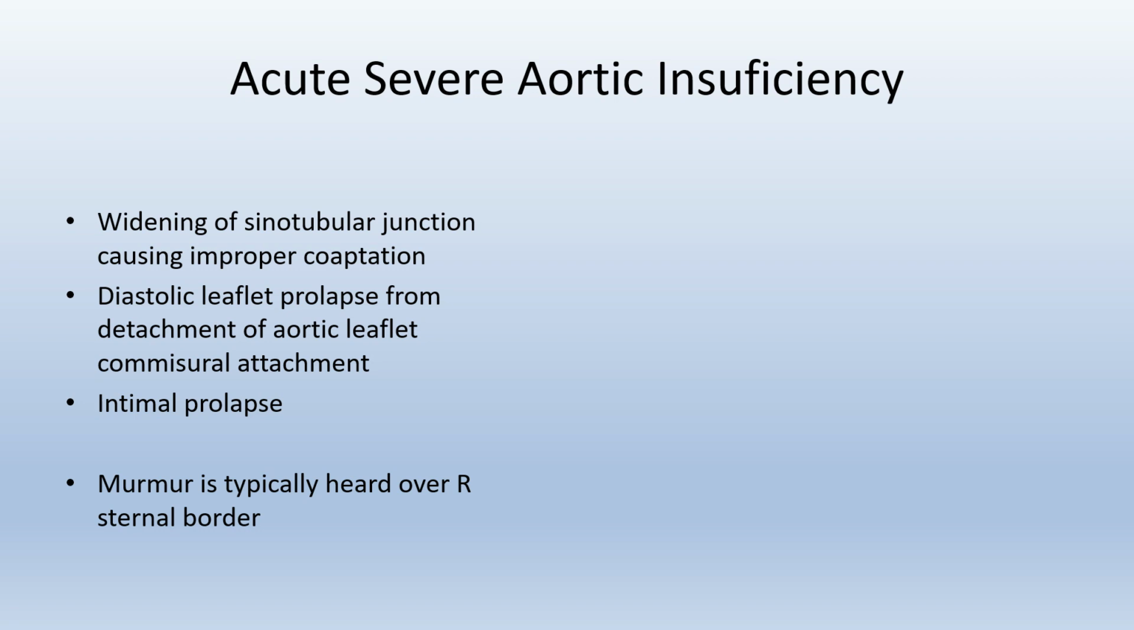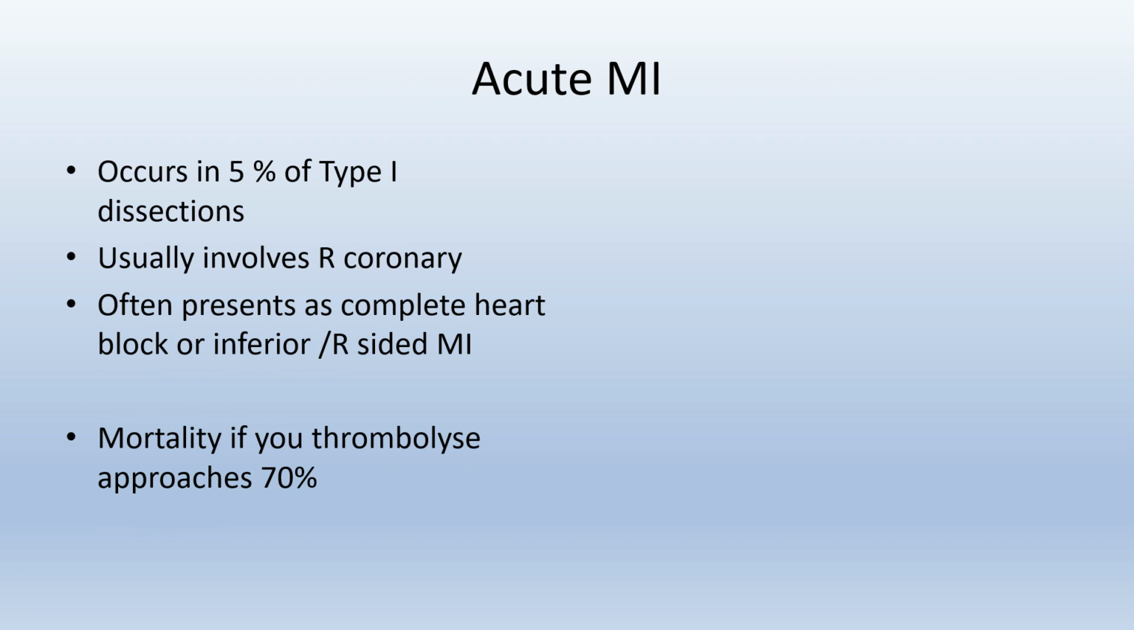Acute severe aortic insufficiency: there is widening of the sinotubular junction causing improper coaptation, diastolic leaflet prolapse from detachment of the aortic leaflet commissural attachment, and intimal prolapse. The murmur is typically heard over the right sternal border. Acute MI occurs in 5% of type 1 dissections, usually involves the right coronary, and often presents as a complete heart block or inferior right-sided MI. Mortality, if you thrombolize, approaches 70%.